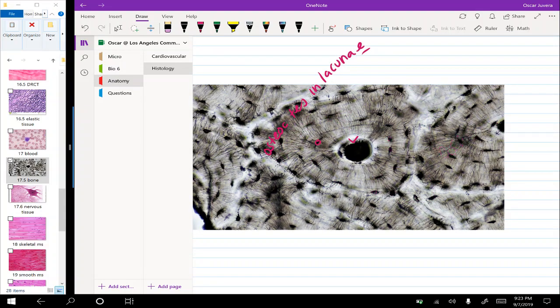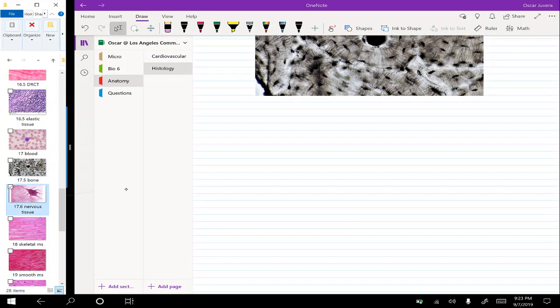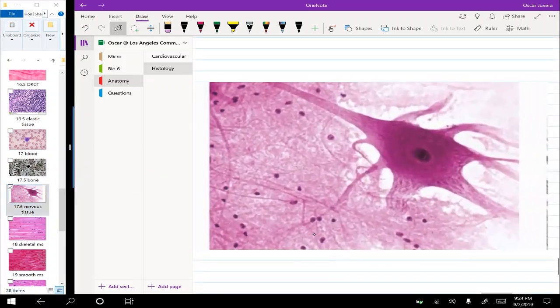Other than that, where can it be found? It's the bone, obviously. Moving on to the nervous tissue. The nervous tissue, really straightforward. I mean, who doesn't know a neuron? It's probably because you live under a rock. So you have this space right here, which is called the soma. Soma means body, so it's the cell body.